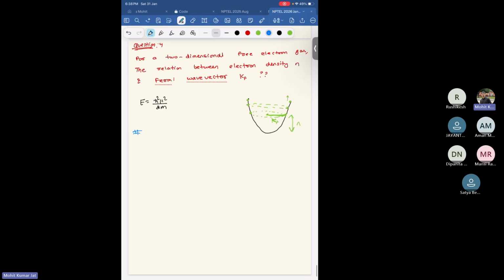So let's say the total number of states in a two-dimensional electron gas will be the integral of area in k space times area in real space, right? And then 2 pi square.